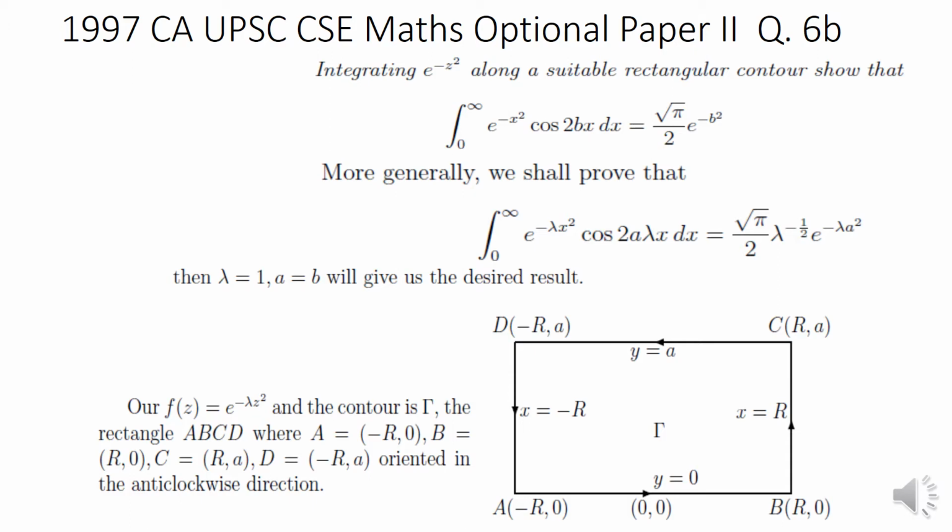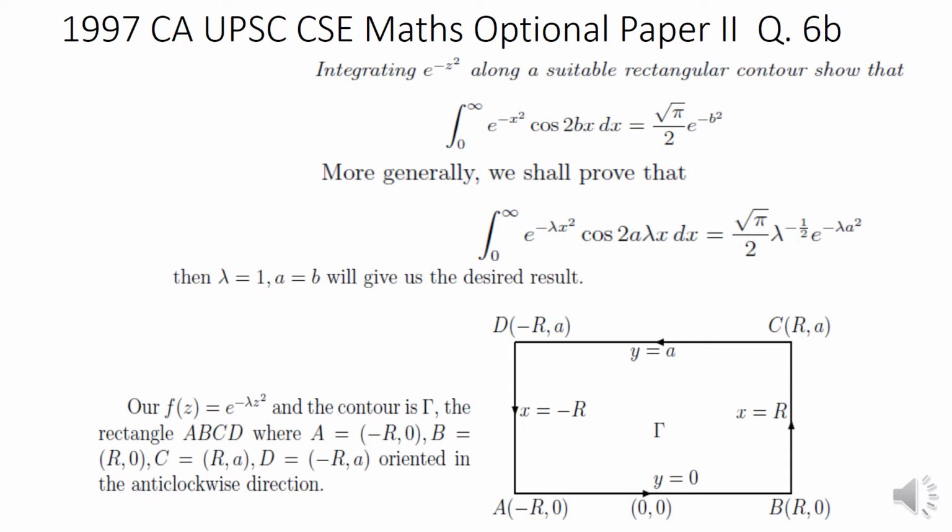In this video, question 6b of 1997: integrating e to the power minus z square along a suitable rectangular contour, show that the integral from 0 to infinity of e to the power minus x square cos 2bx dx is equal to under root pi upon 2 e to the power minus b square. So for this type of question we have to remember a little bit how to start, because it's a typical type of question.